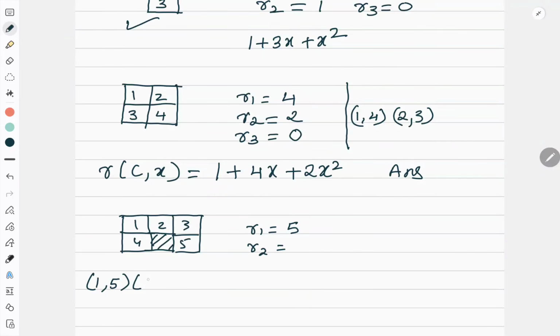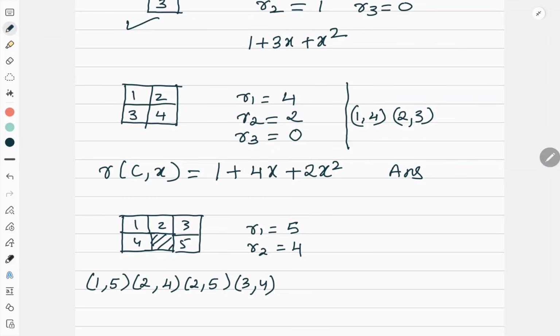Start with 2 now. Obviously 2 cannot be placed with 1 and 3, but 2 can be placed with 4. 2 can be placed with 5 also. Now look at 3. 3 I cannot place with 1, 2 and 5. So I can place 3 with 4. Now come to 4. Obviously the only option is 5, but they will capture each other, so not allowed. So R2 is 4.